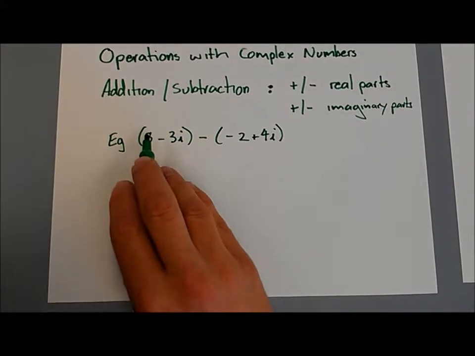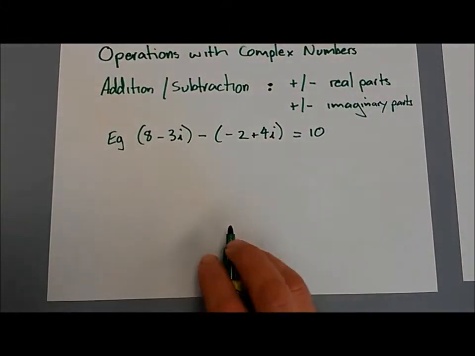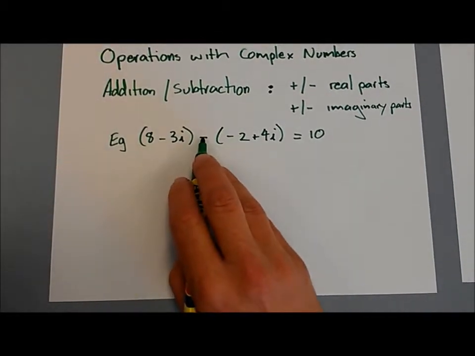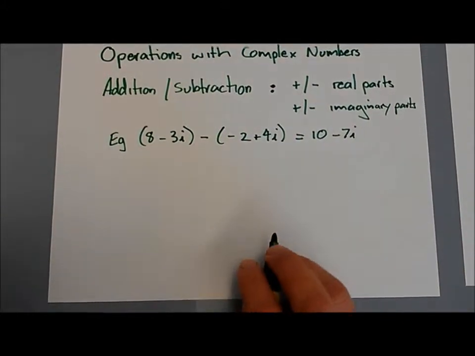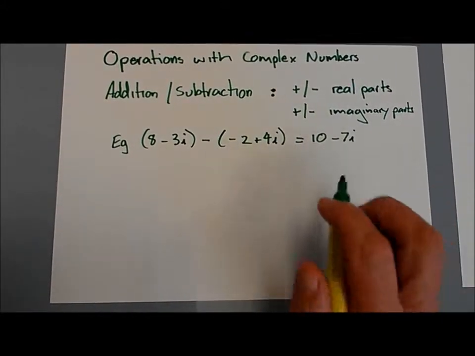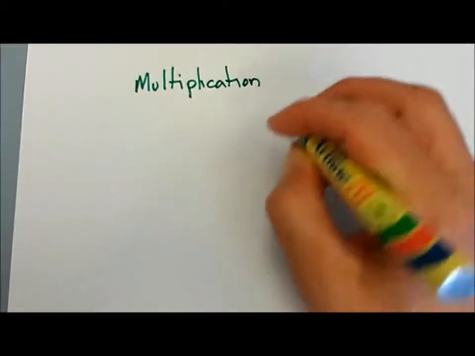So you deal with the real parts. 8 take away negative 2 is going to be positive 10, and then negative 3i take away 4i is going to be minus 7i. So a bit like algebra really. Real parts like terms, imaginary parts like terms, add and subtract them.